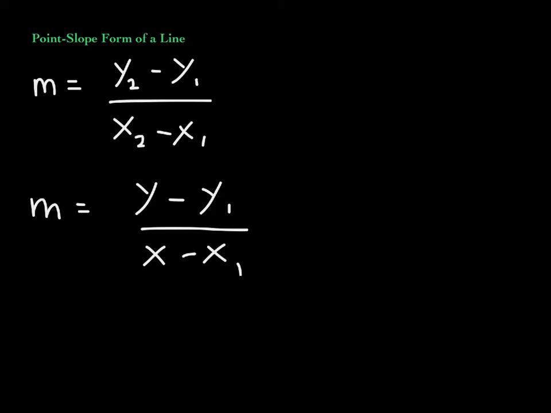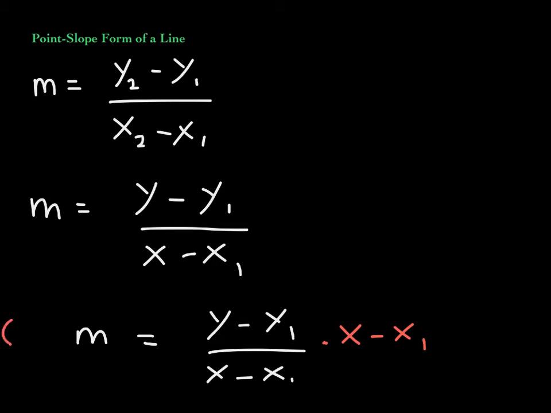And then what you may want to do is clear the fractions. You can clear the fraction if you multiply both sides by the denominator. That is to say, multiply both sides by x minus x sub 1. I'll show you how I do that here. x minus x sub 1. Over here as well, x minus, can I fit it? Barely. All right, that would cancel out this denominator and that expression there.